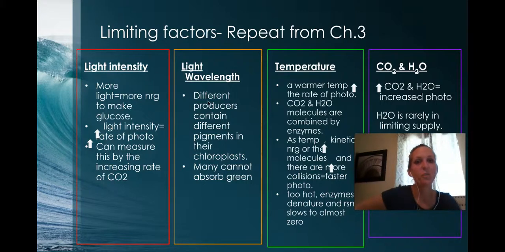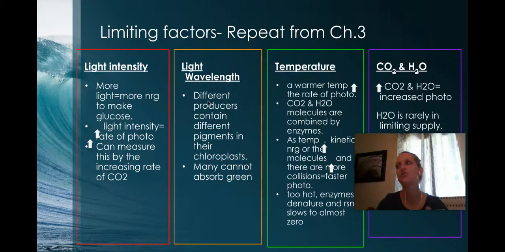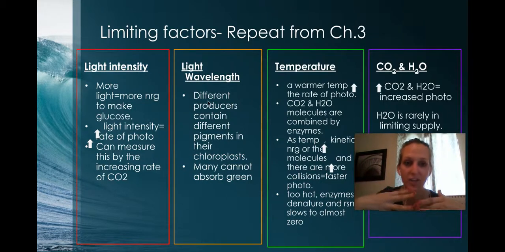Temperature. The warmer the temperature, it increases the rate of photosynthesis to a point, because too hot is going to cause way too much kinetic energy. The particles are going to be slamming into each other. Your enzymes and your substrates are going to be slamming into each other, hitting into the active sites and causing the shape to change, which ultimately causes denaturization.